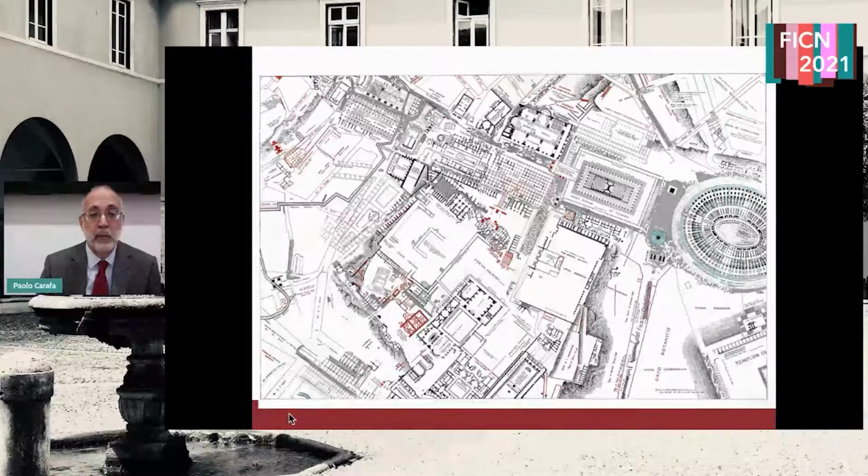This is another famous plan drawn by the archaeologist Lanciani, who, by the way, was also an engineer. And the goal was to let the scholars all over the world analyze, know, and study the remains of the core of the empire of ancient Rome.